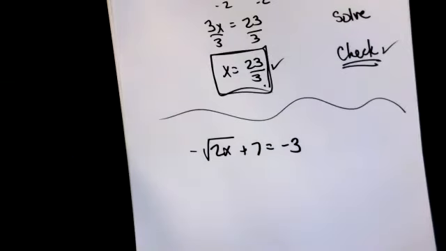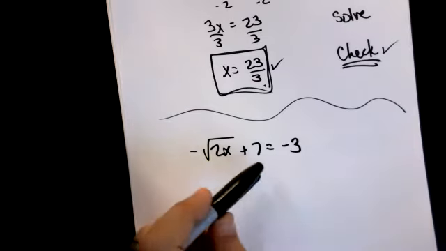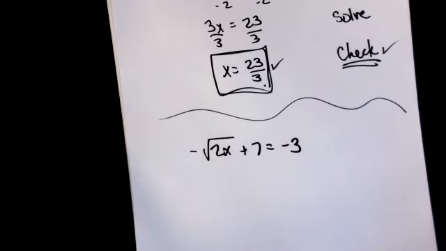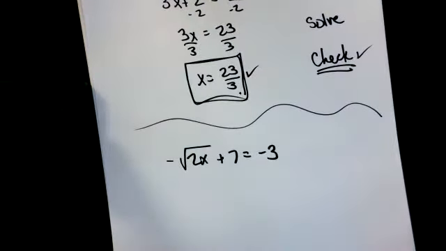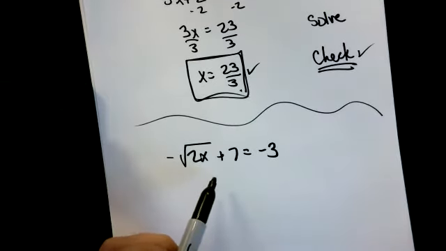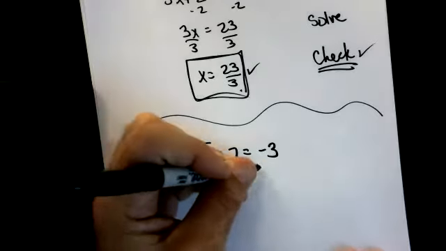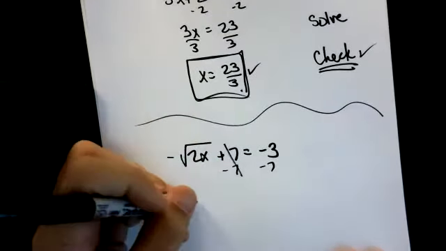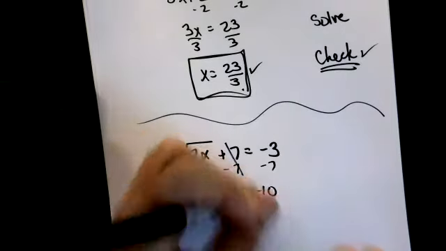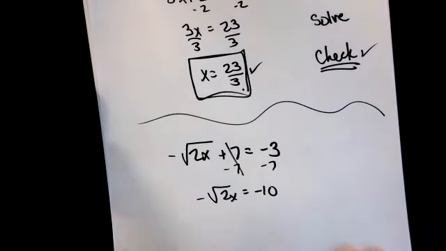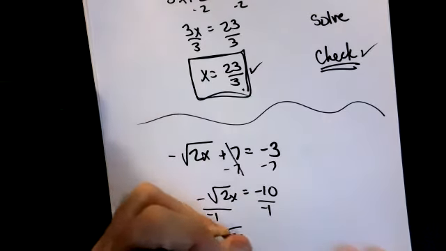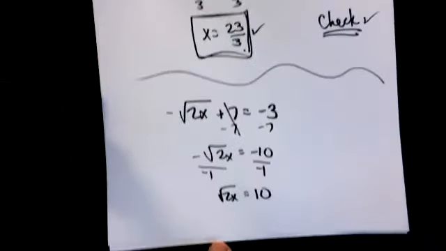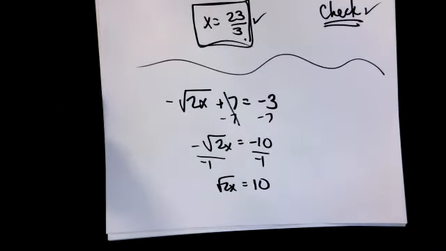All right. Negative square root of 2x plus 7 equals -3. That plus 7 is outside of the radical. So again, step 1 is to isolate the radical. We got to get the square root piece by itself. We do that by adding the opposite, all the typical algebra stuff. So I want to get rid of this 7, subtract 7 from both sides. Same, I need to get rid of this negative, so I'm going to divide by a -1. And I get the square root of 2x equals 10.